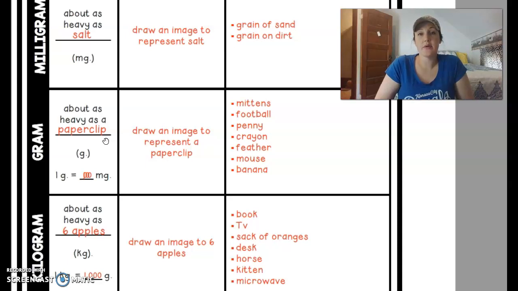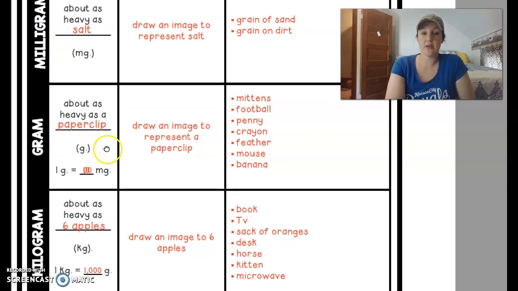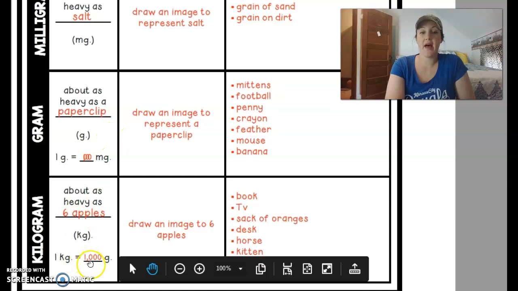And some things that we would measure using grams, the mass of them would be like mittens, a football, a penny, a crayon, a feather, a mouse, and a banana. These things would weigh a certain amount of grams, not necessarily 1 gram, but we would use grams to measure these things. Because the next unit is a kilogram, and a kilogram is significantly more than a gram. It actually takes 1,000 grams to equal 1 kilogram.